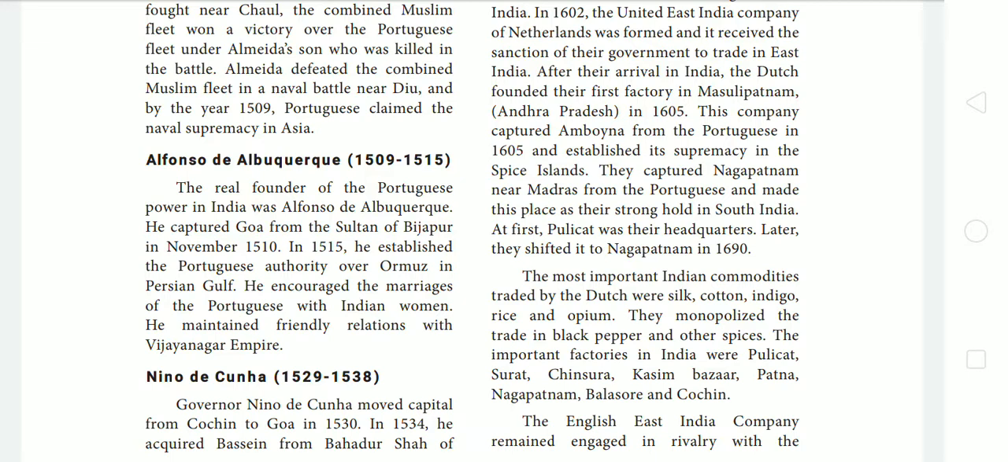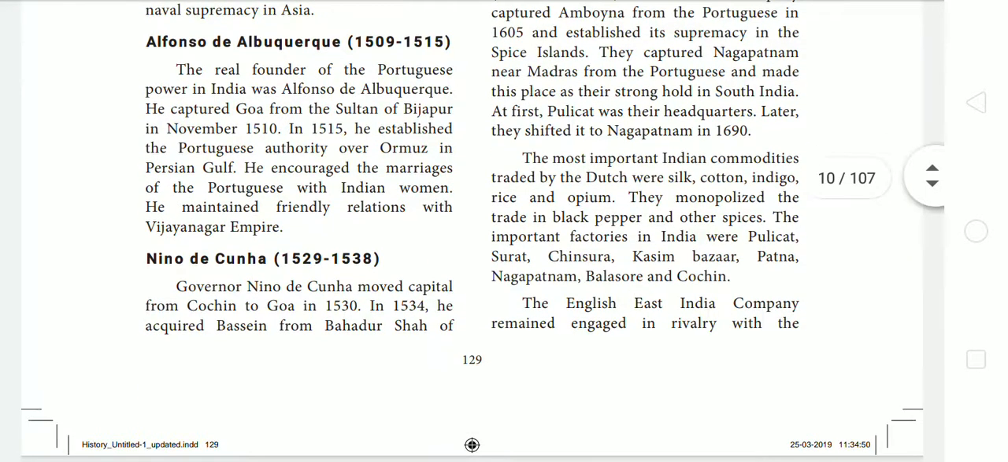In 1515, he established the Portuguese authority over arms in the Persian Gulf. He also encouraged marriages between the Portuguese and Indian women. He maintained a friendly relationship with the Vijayanagar Empire. Next one, Nuno da Cunha.